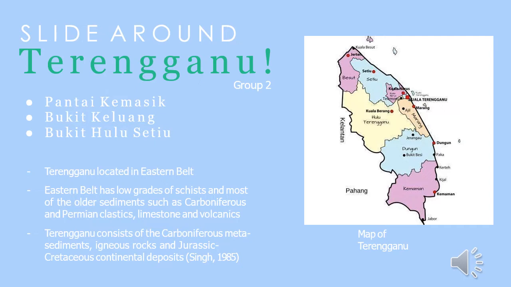Terengganu is located in the eastern belt in peninsular Malaysia. The eastern belt has low grades of schist and most of the older sediments such as Carboniferous and Permian clastics, limestone, and volcanics, while Terengganu, which is located in the eastern belt, consists of the Carboniferous metasediment, igneous rocks, and Jurassic Cretaceous continental deposit. Then we will move to our next slide, which will introduce the 3 places we went to for our field trip.